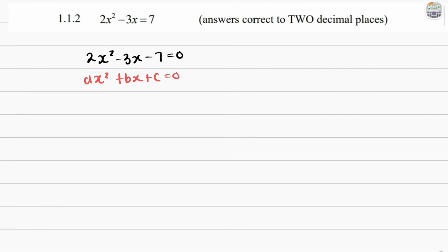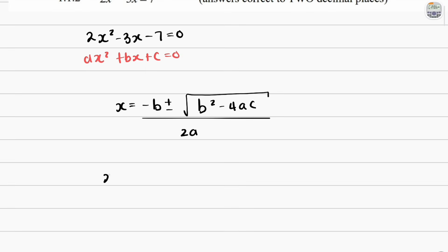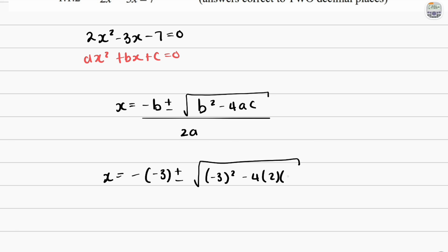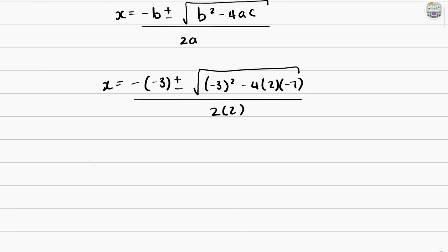And so because this is a quadratic equation, but we need to correct to 2 decimal places, so we have irrational solutions, we're going to use the quadratic formula, which looks like this. Okay, and so x is equal to, we'll say -b, and b is -3 as we can see, so -(-3) plus minus the square root of (-3) all squared minus 4 multiplied by a, which is 2, and c, which is -7, all over 2a, which is 2. And let's get our solutions.